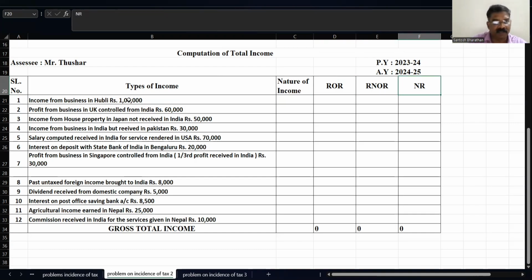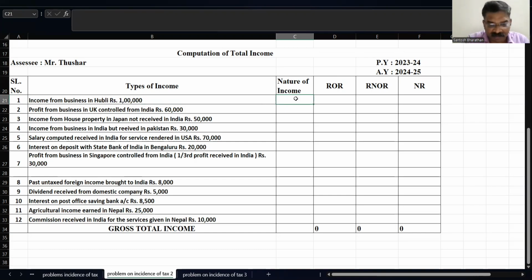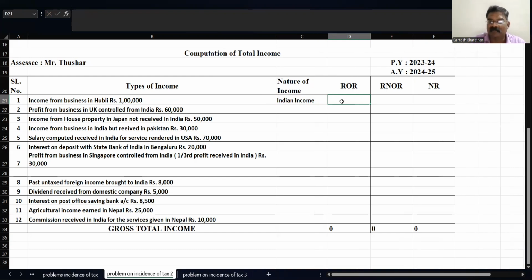So first, I will read: income from a business in Hubli. Again, children, how do we treat it? We treat this as an Indian income. I hope you have understood. Hubli, why? Because Hubli is in India, it is in Karnataka. So any income received in India, we treat as an Indian income. So it is taxable in all the three cases. So I'll mention 1 lakh, 1 lakh.